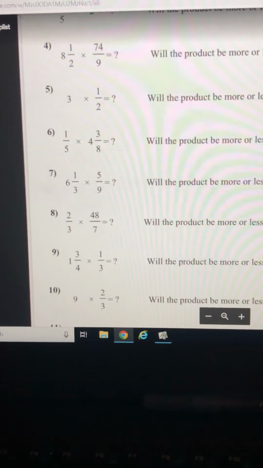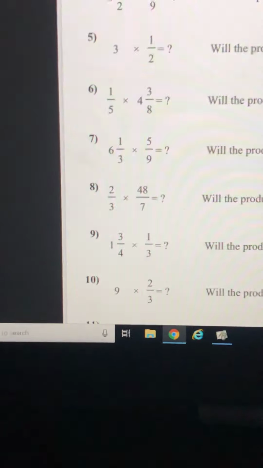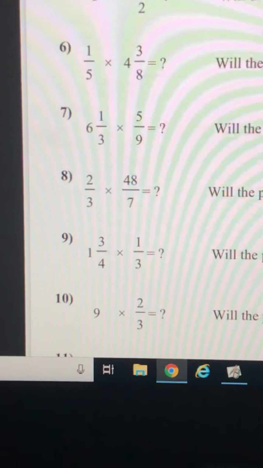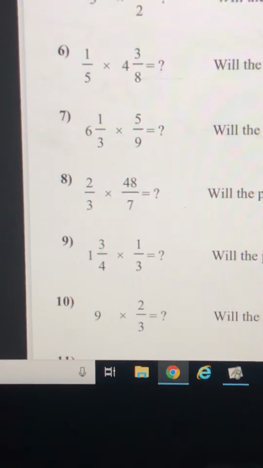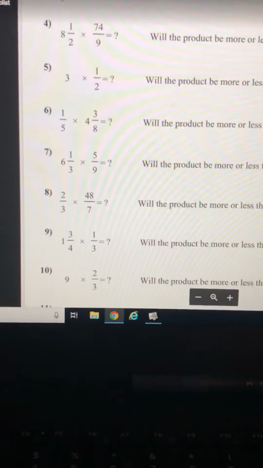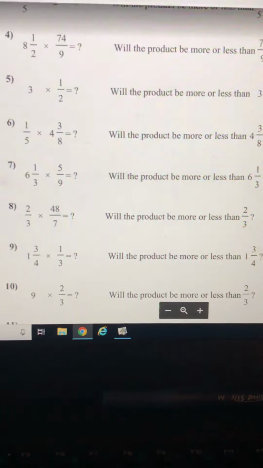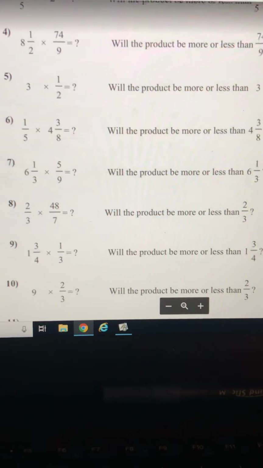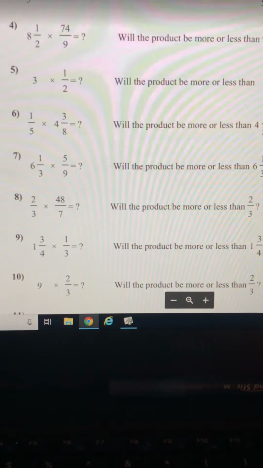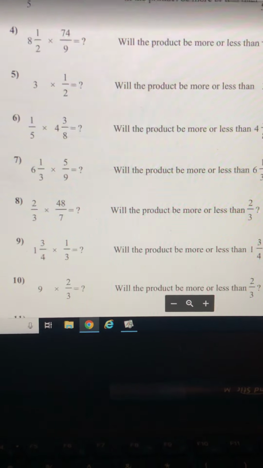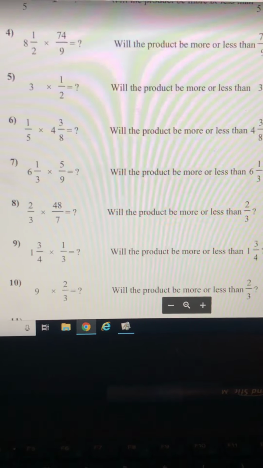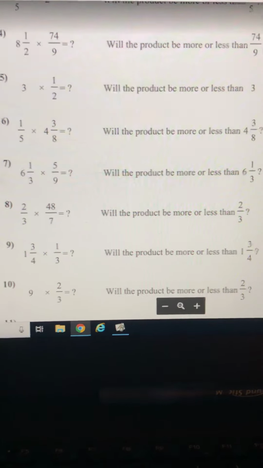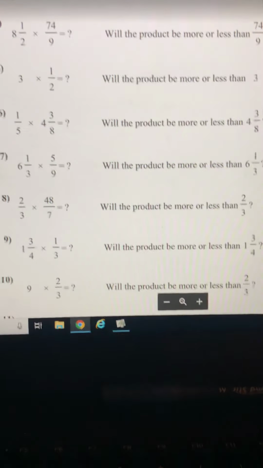So let's just look at number 8 right down here. So you have 2/3 times 48 out of 7. And the question says, will the product be more or less than 2/3? I want you to just think for a minute. Will that product be more or less? All right, so if you said more, raise your hand. If you said less, raise your hand.